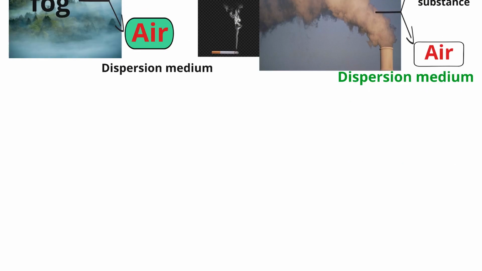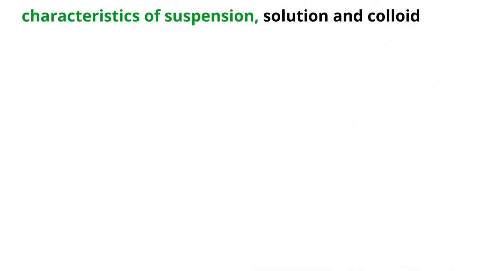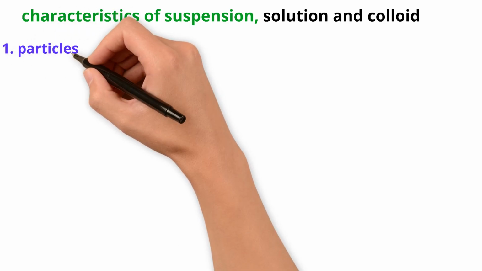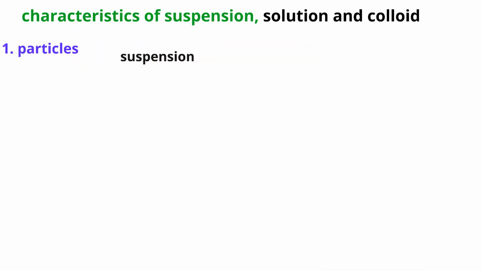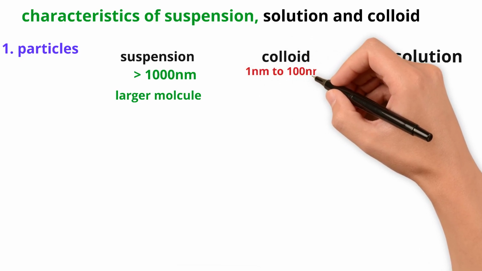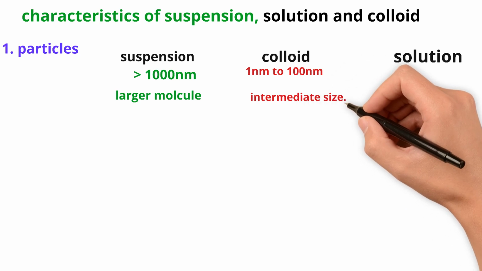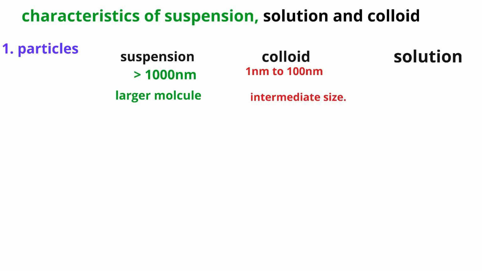Now, characteristics of suspension, solution, and colloid. The first property, particles. When we look at the particles of suspension, colloid, and solution, the particles of suspension are greater than 1000 nanometers, and they are large and can be seen with the naked eye. But when it comes to colloid, they are found in between suspension and solution, and their size is 1 nanometer to 100 nanometers. They are of intermediate size between solution and suspension.